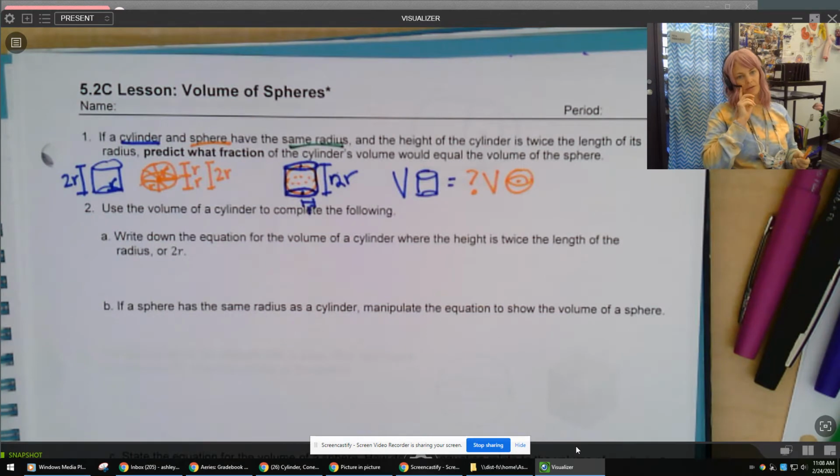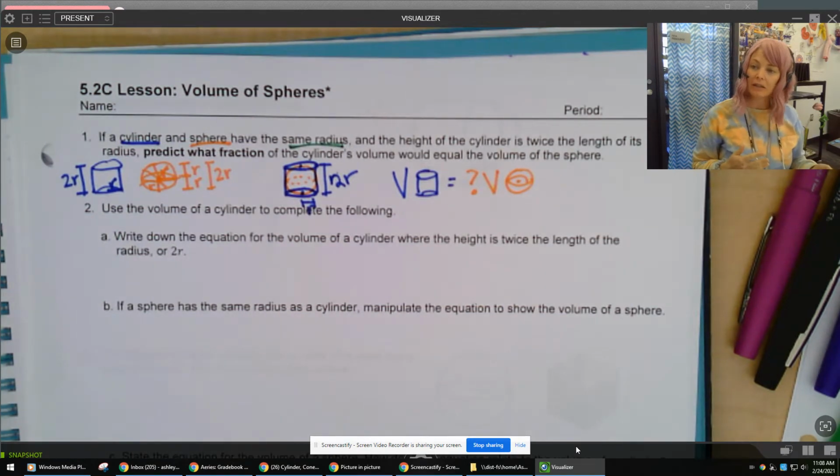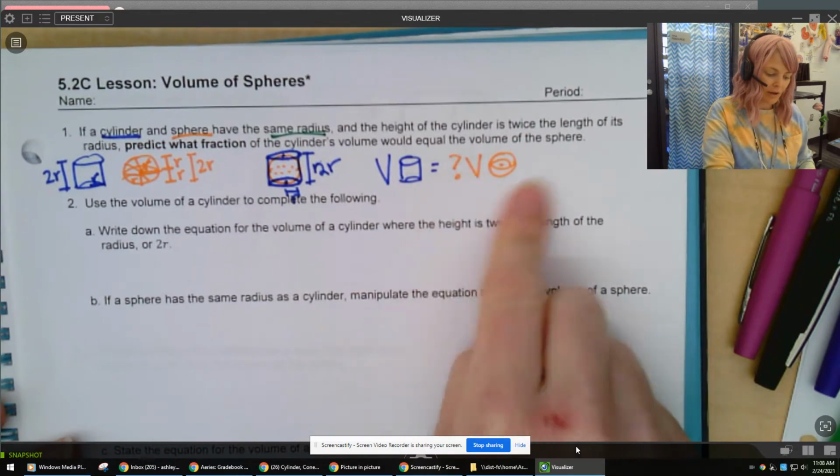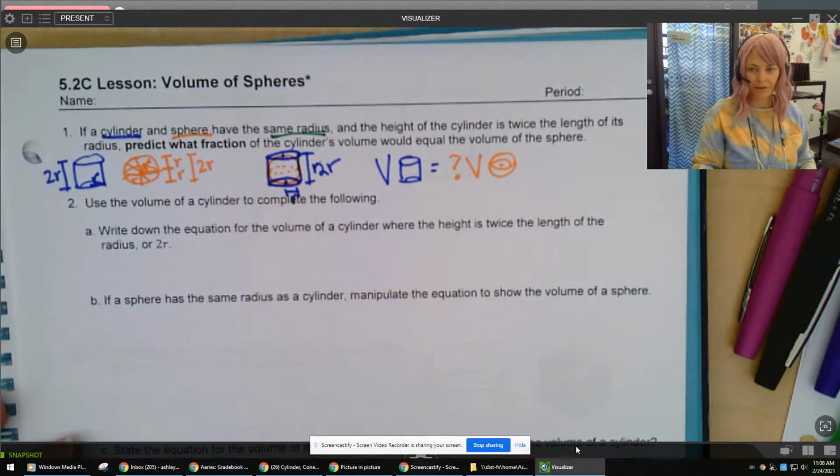So what do you think? Do you think the sphere takes up half the cylinder? Do you think the sphere takes up a fourth? Is it 4/5 of it? Is it 3/5? Is it 3/4 of it? Is it 9/10 of it? What do you think? How much of the cylinder does the sphere fill?